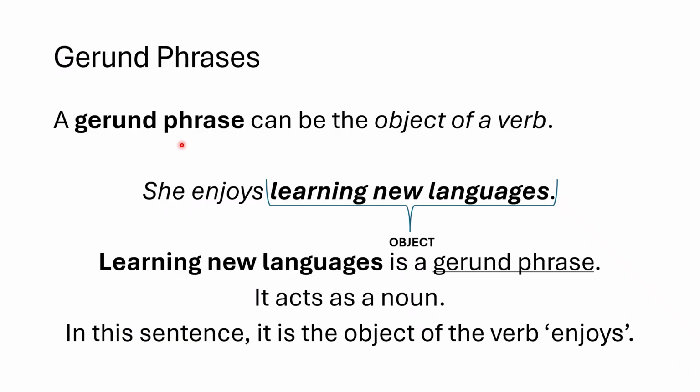A gerund phrase can be the object of a verb. For example, she enjoys learning new languages. Learning new languages is a gerund phrase. It acts as a noun. In this sentence, it is the object of the verb enjoys.